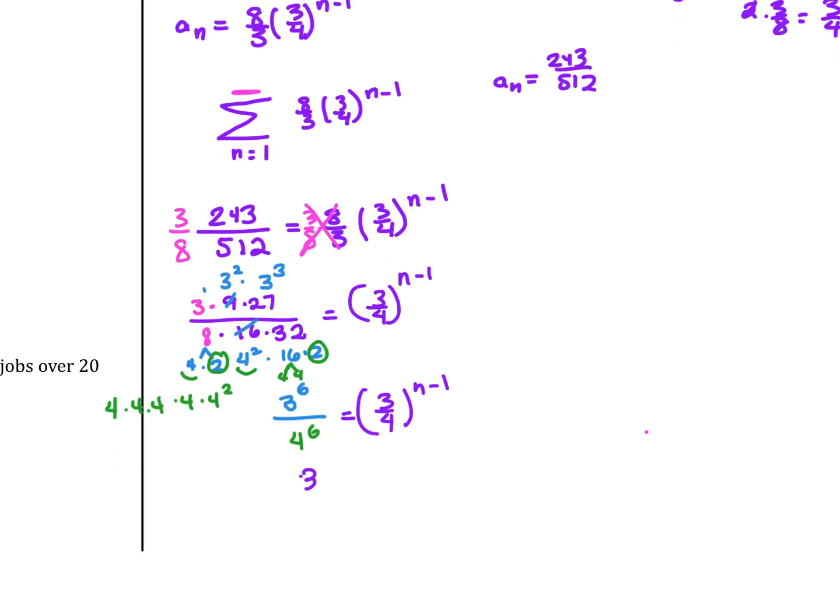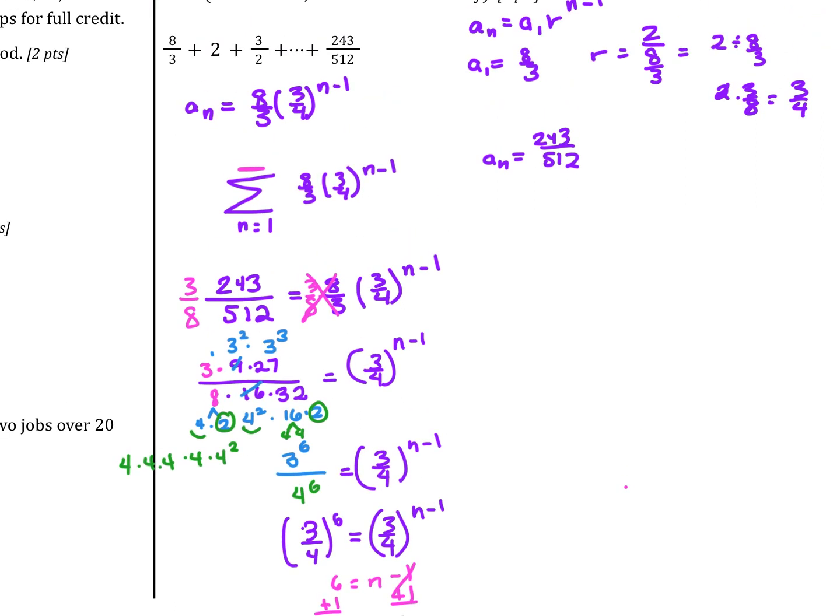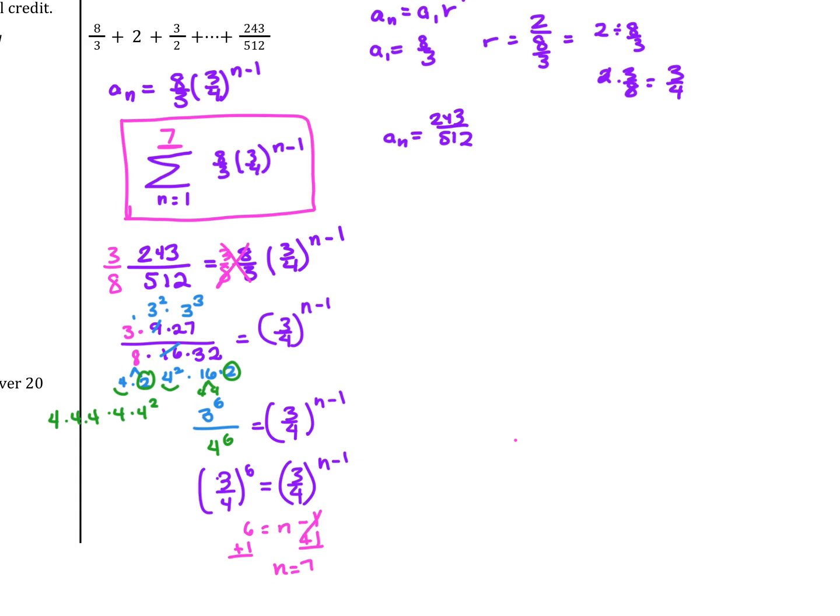So I'm going to rewrite the left as 3 over 4 raised to the 6th power equals 3 fourths to the n minus 1. Now the bases are the same, so that means the exponents can equal each other. So 6 equals n minus 1, or n equals 7. So that's the number that we can put all the way at the top. And so we're going to put n is 7 right here, and that is our geometric sequence in summation notation. Now the next thing is we need to find the sum of the 7 terms.